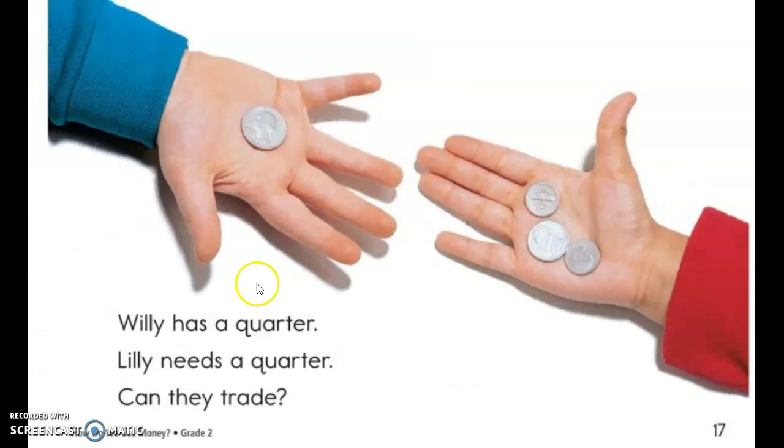Now Willie has a quarter, 25 cents. Lily needs a quarter. Can they trade? Is there enough money here for them to trade? Let's see. 5, 10, 20, 25. Would it be fair to trade 25 cents for a quarter? Well, yes, because a quarter is worth 25 cents. So that would be fair.